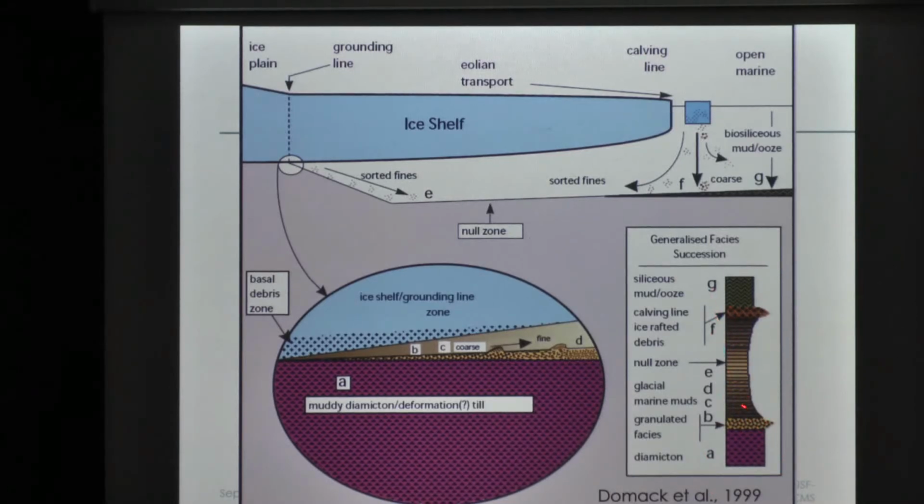We see sub-ice shelf, basically if your point moves down here and as the ice shelf backs off, we see sub-ice shelf sedimentation, which can be layered. We see some glacial marine muds as well as some input of marine sediment. And then finally you get to the edge here, you get a calving line of a bunch of debris being dumped out. And as the ice shelf continues to step back, you get marine sediment.